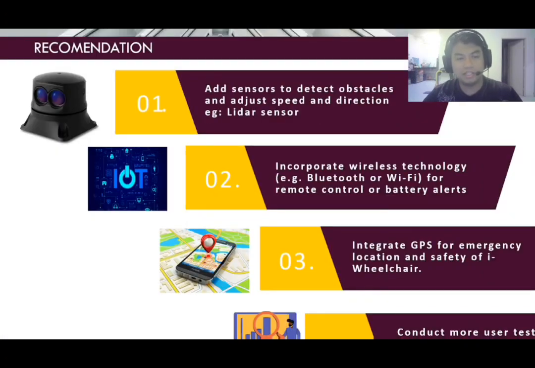Our group recommendation: we could add sensors to detect obstacles and adjust speed and direction, such as a LiDAR sensor. Also, we can incorporate wireless technology, such as Bluetooth or Wi-Fi, for remote control or battery alerts. We can also put in an integrated GPS for emergency location and safety of the wheelchair. Lastly, conduct more user testing with diverse groups to gather feedback for design and functionality improvement.